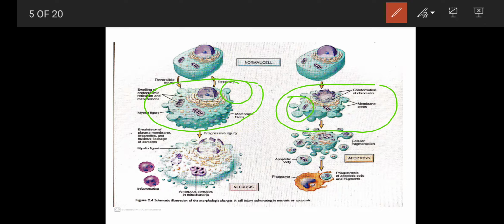Further, if you see the difference, see over here, the plasma membrane has ruptured and all the cell organelles are lost, they have come out. But see over here, this apoptotic cell has broken into multiple small apoptotic bodies, each having an intact plasma membrane. So the plasma membrane is intact in apoptosis and it breaks in necrosis. Also a very important difference.